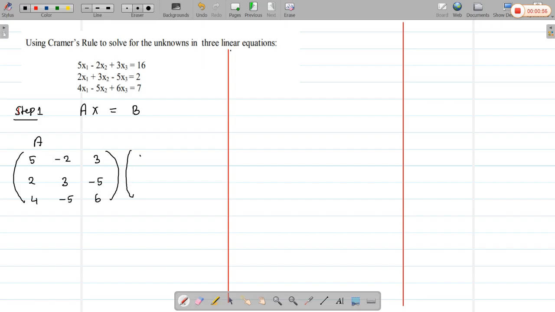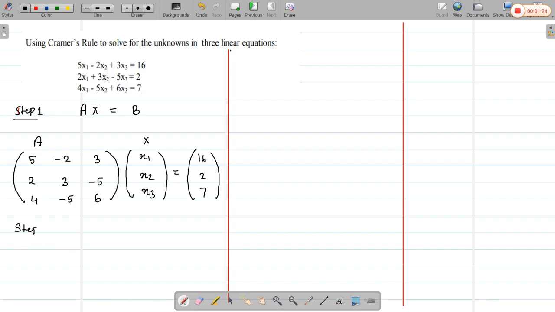The unknown. x1, x2, x3. And this is equal to b: 16, 2, 7. Right? If you multiply this, you know how to multiply: first row with first column, and that is equal to this. You will get the given equation. Is it okay? Now, step 2.